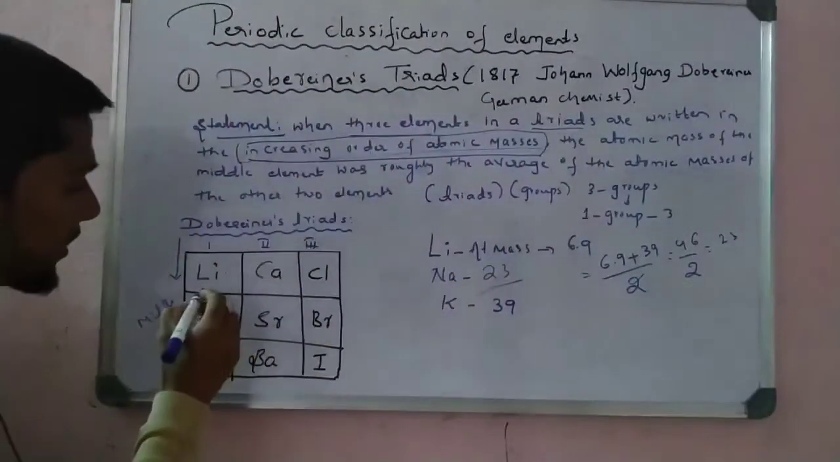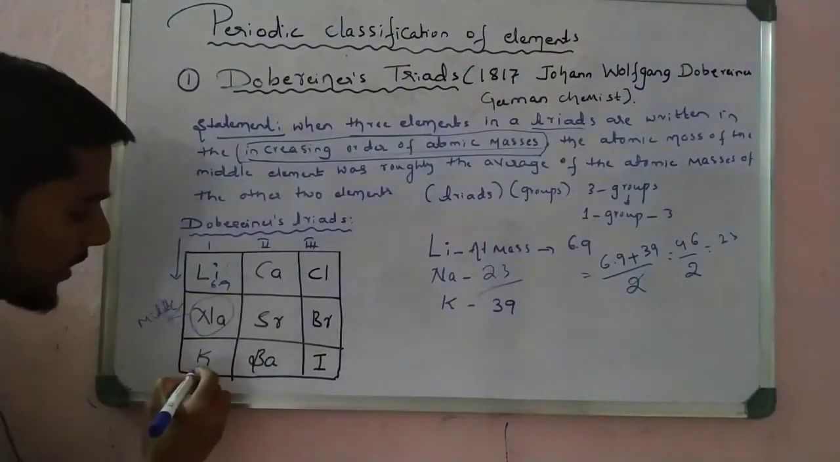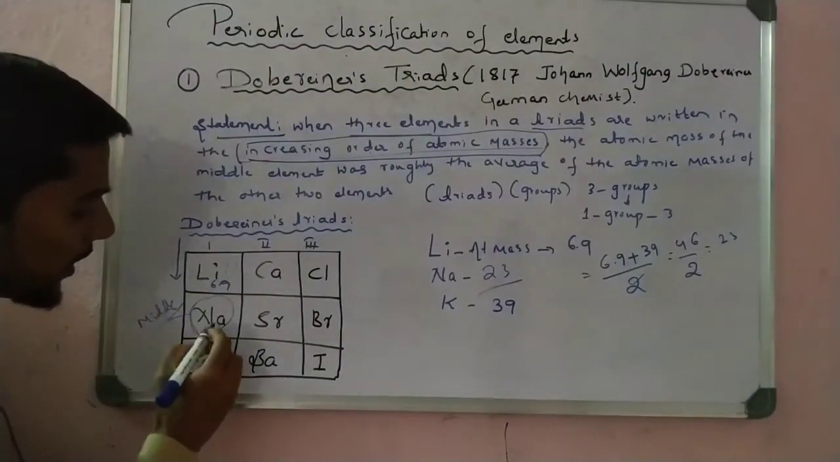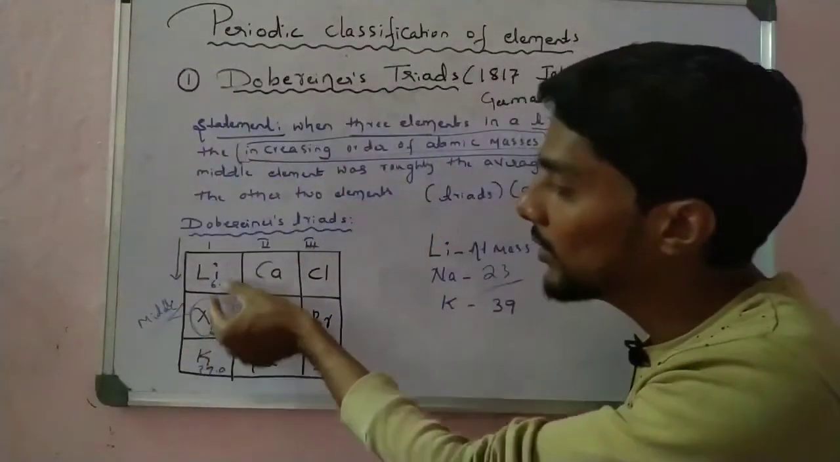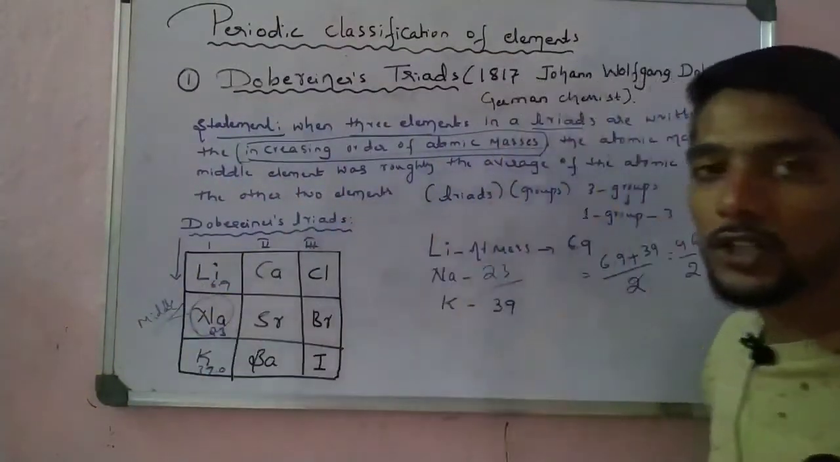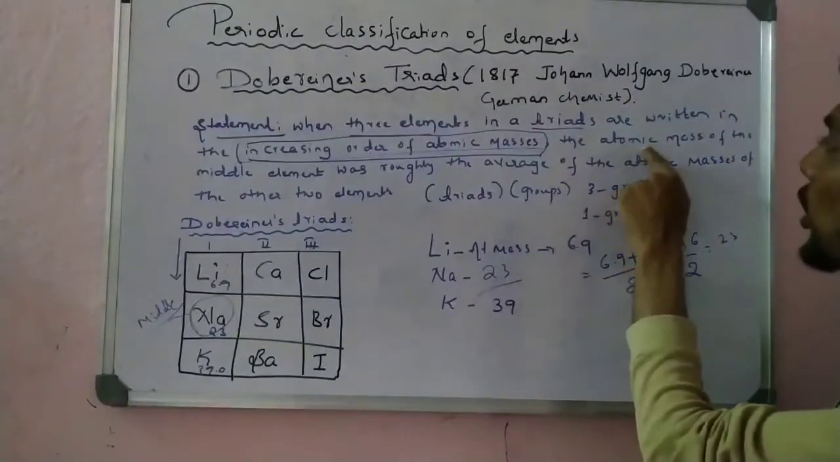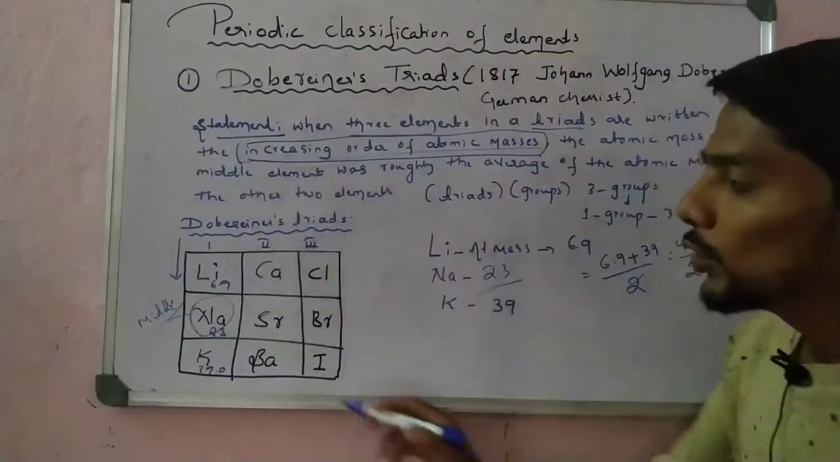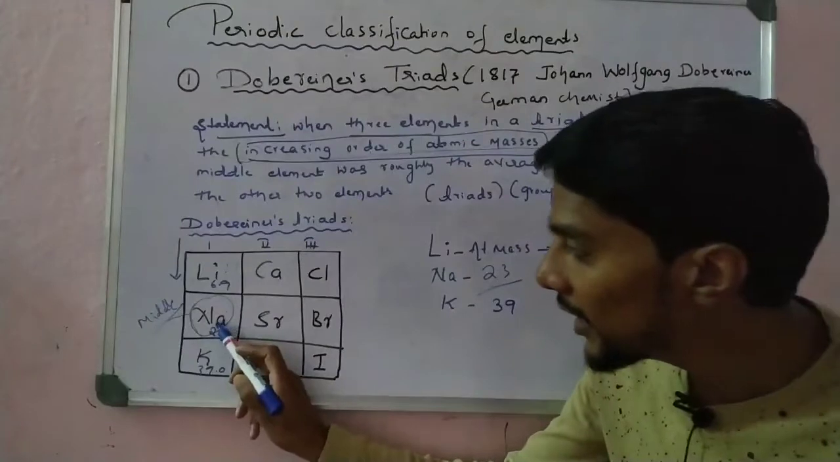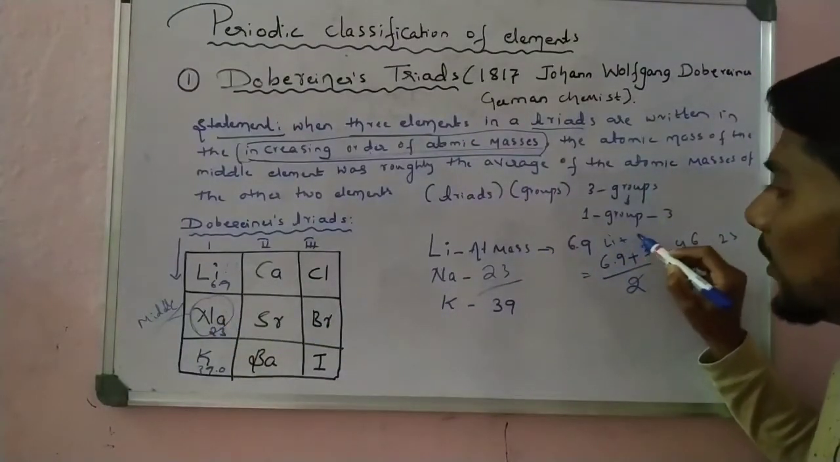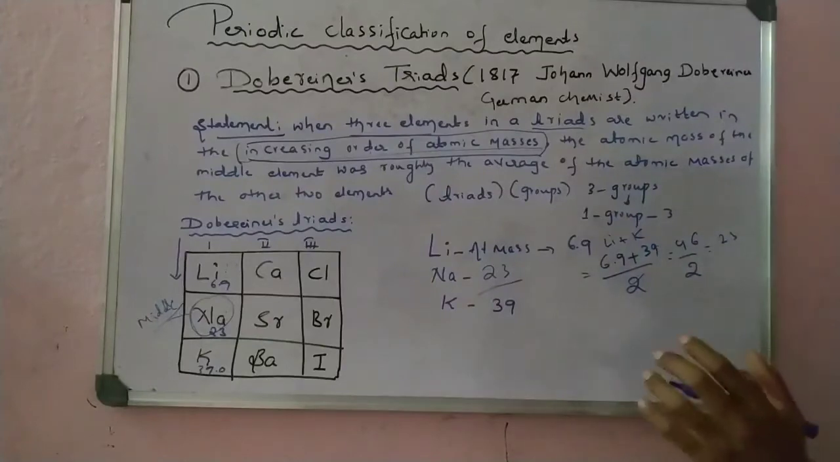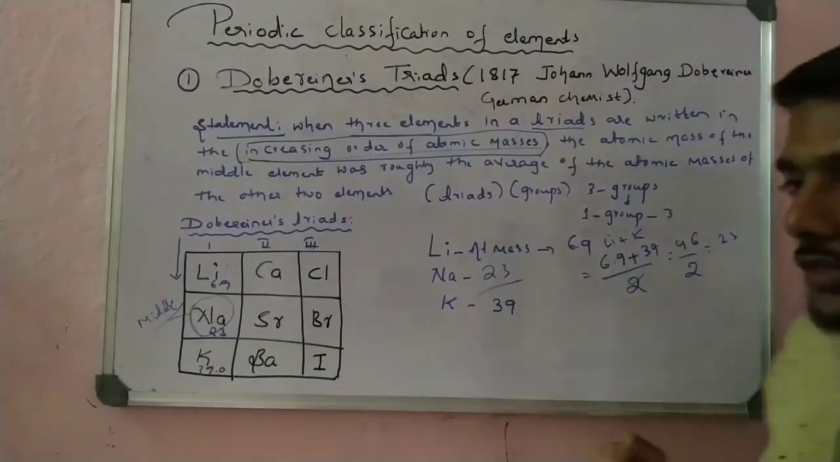So see here, it is 6.9, it is 39.0 and it is 23. So we observe that the sodium atomic mass is the average of lithium and potassium. That is the statement here: the atomic mass of the middle element, 23, is nothing but the average of lithium and potassium, right? So that is a very, very important, simple statement to remember.